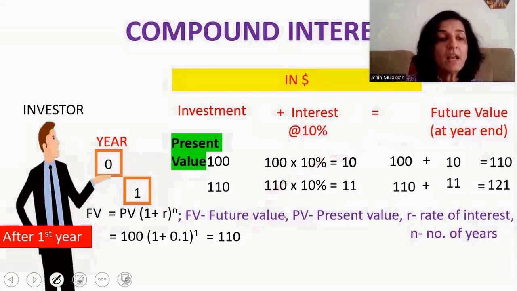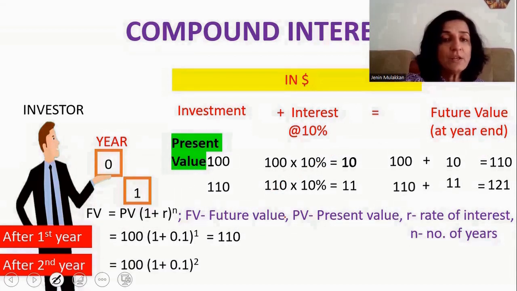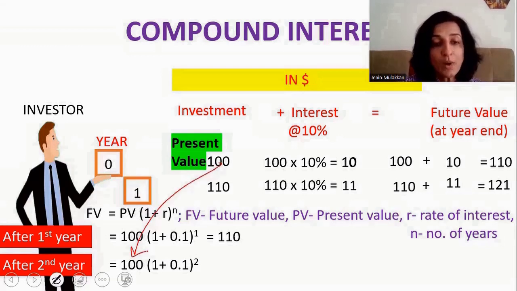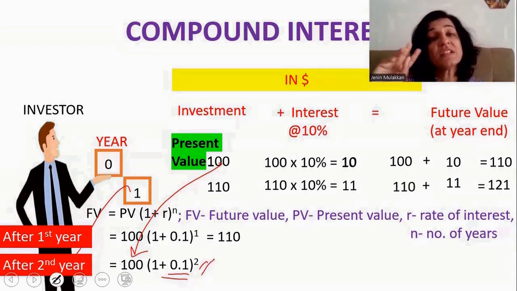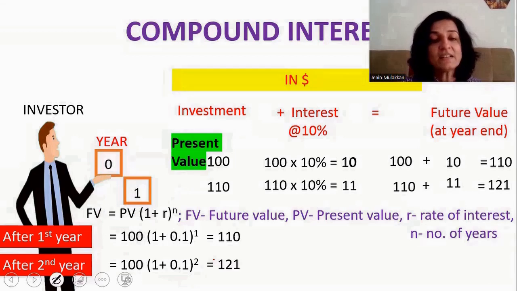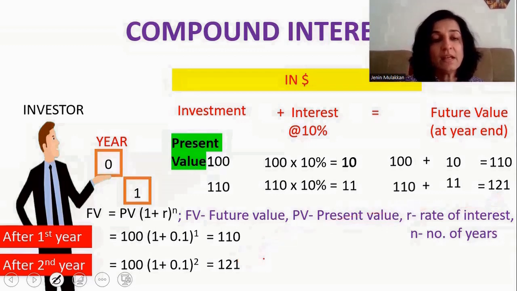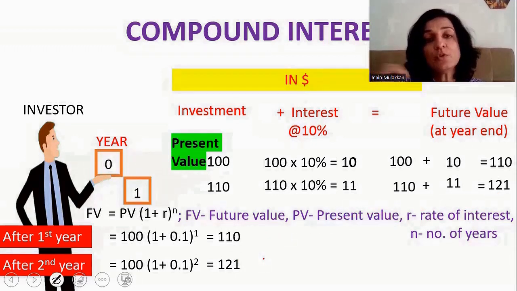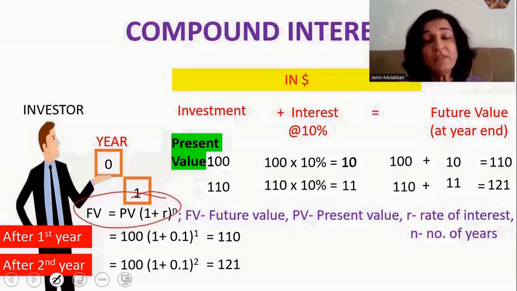So, the answer works out to $110, which is the very same figure that we have got under the tabular method. Now, moving to year 2. In year 2, the present value is again $100, into 1 plus 0.1, again the rate of interest is 10%. But since it is a second year, N becomes 2 because number of years is 2. And the answer works out to $121, which is the same figure that we have got under the tabular method. So whenever we need to find out the future value, we could adopt this formula, that is FV = PV × (1 + R)^N.